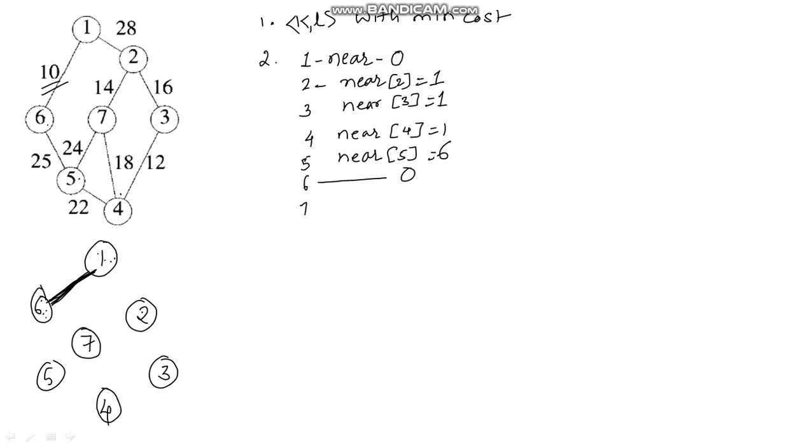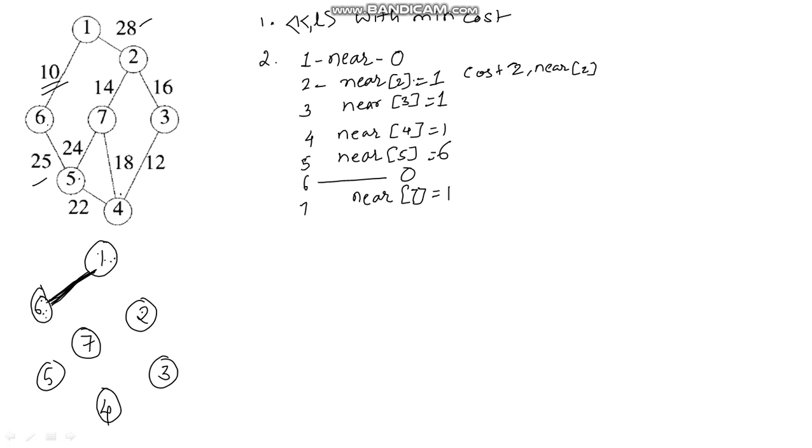So near of 2 is a non-infinite value, and near of 5 is also a finite value. Near of 7, so 7 1 is no edge, 7 6 is no edge, so near of 7 we will consider as again 1, and cost of 7 comma near 7. Now near of 7 is 1, so now cost of 2 comma near 2, what is the cost?